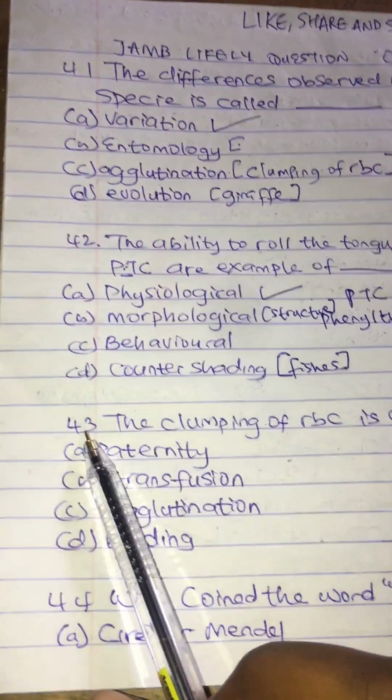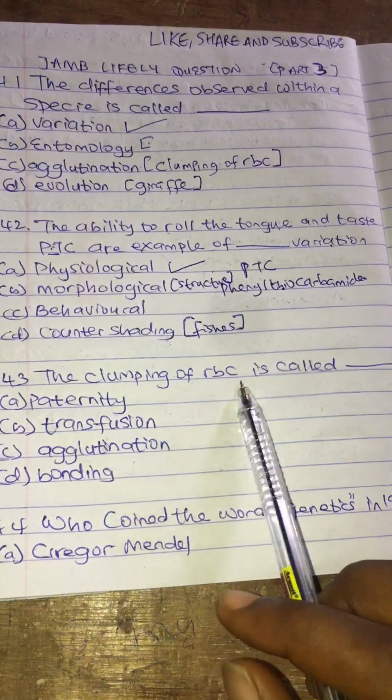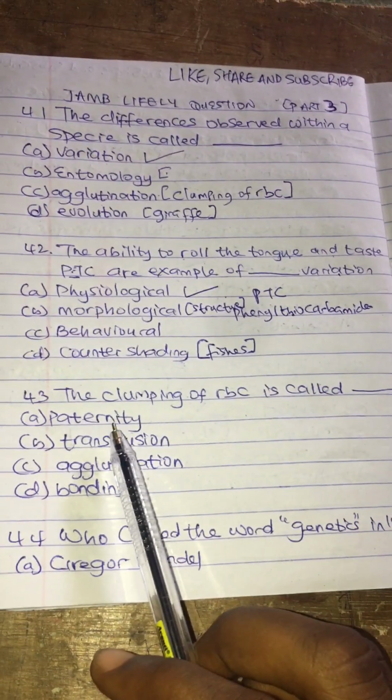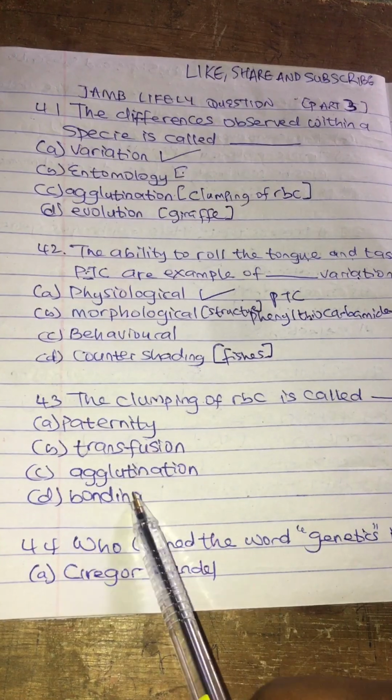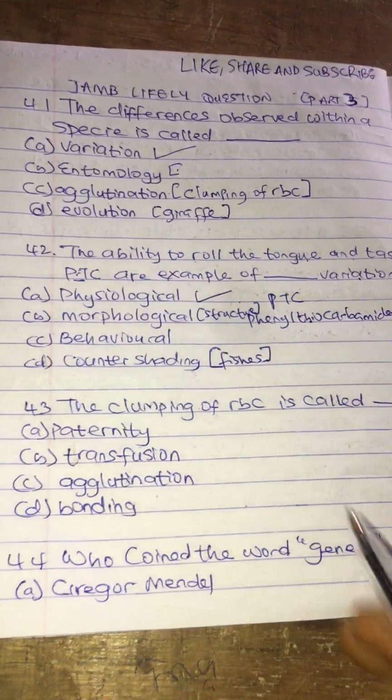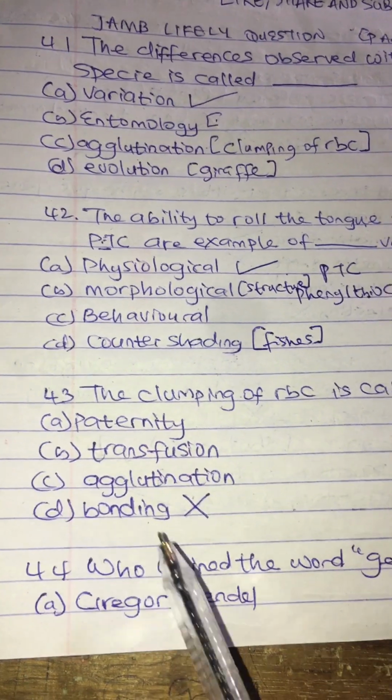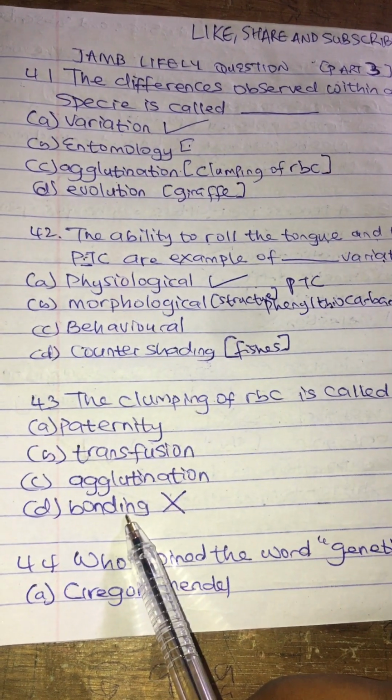So question 43. The clumping of red blood cells is called dash. A, paternity. B, transfusion. C, agglutination. D, bonding. Let's start from bonding. Bonding is out. There is no term in biology known as bonding. It can only be found in chemistry.